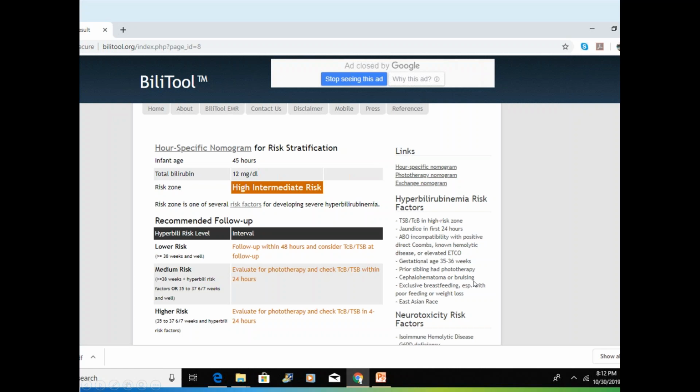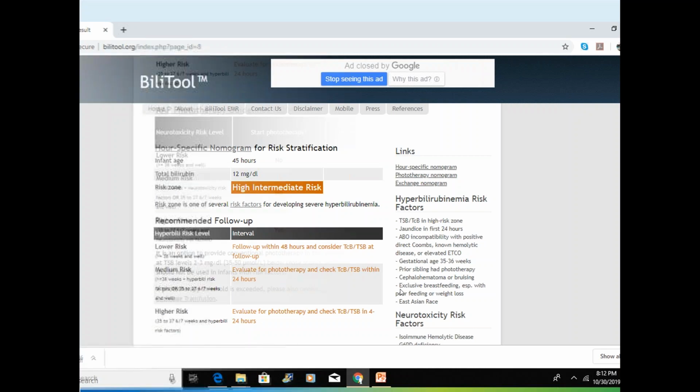These are the risk factors which we'll be looking at in the next few slides. And it also categorizes the risk zone: lower risk, where it is more than 38 weeks and well baby; medium risk, where the baby is more than 38 weeks with any of these risk factors, or 35 to 37 weeks with no risk factors; and higher risk, where the baby is 35 to 37 weeks and having risk factors as well. So your action depends on the risk group. If the baby falls in lower risk, follow up within 48 hours. If medium risk, you consider phototherapy and you have to recheck within 24 hours if you don't start phototherapy. And higher risk, you would consider phototherapy as well.